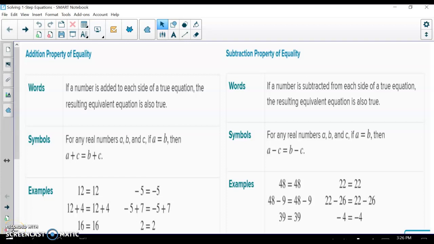Hi class, and welcome to your first lesson. Today we will be reviewing solving one-step equations.